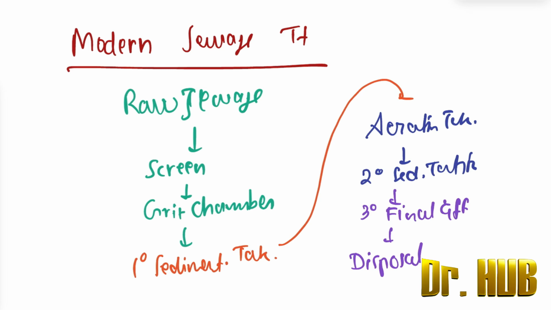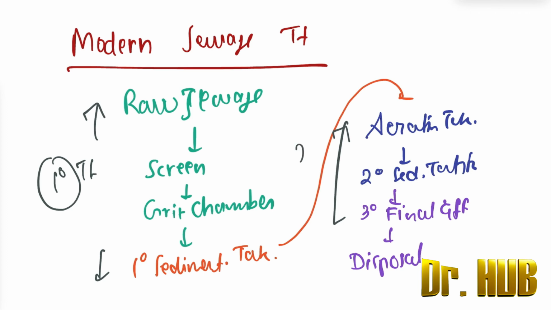So water is present in the primary treatment. It is from the raw sewage to the primary sedimentation tank. This comes as primary treatment. And next what follows is the secondary treatment.